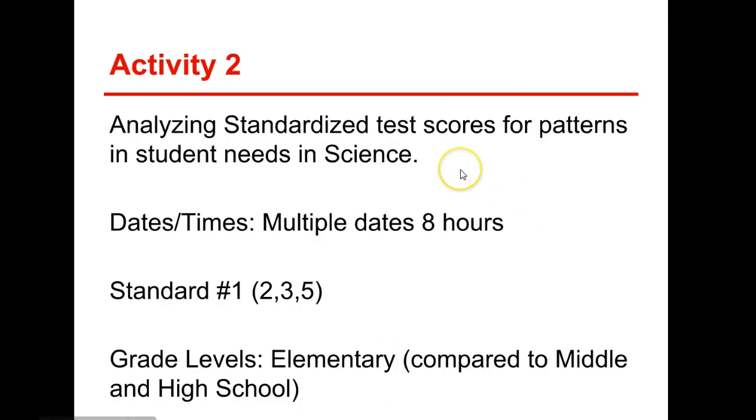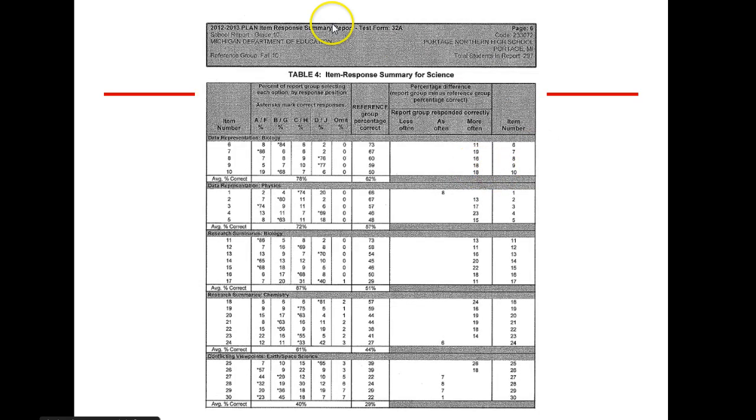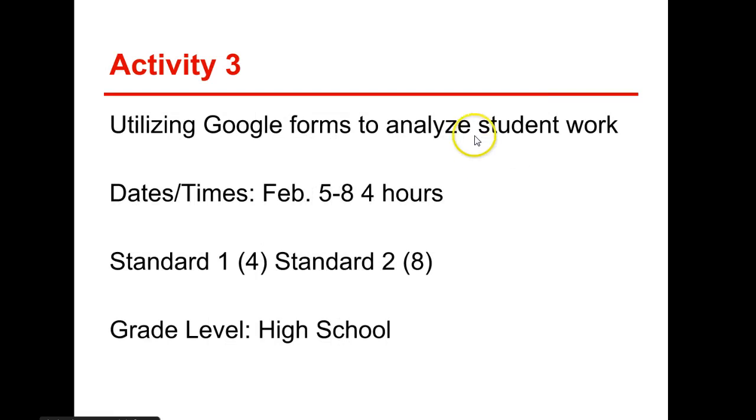Activity 2, analyzing standardized test scores for patterns in student need in science. We analyzed elementary scores and then compared them to middle and high school scores. Here's documentation. These are the high school scores that we looked at, and then we got to compare the exact same information, set up in the same way, to the science skills we were seeing at the elementary level.